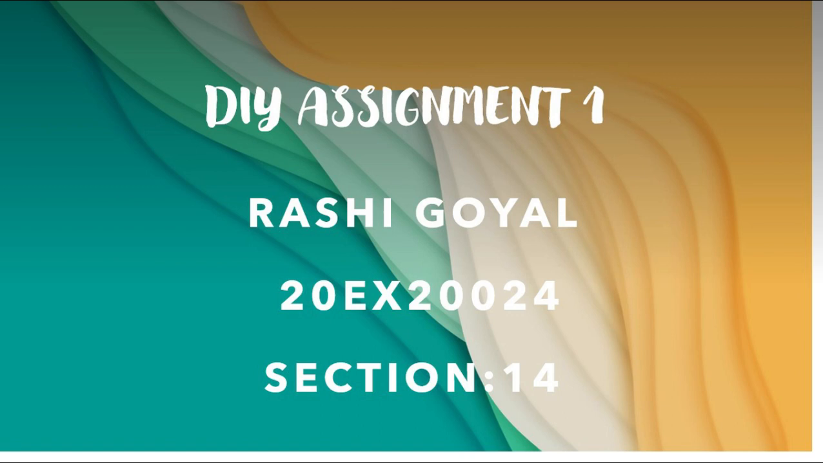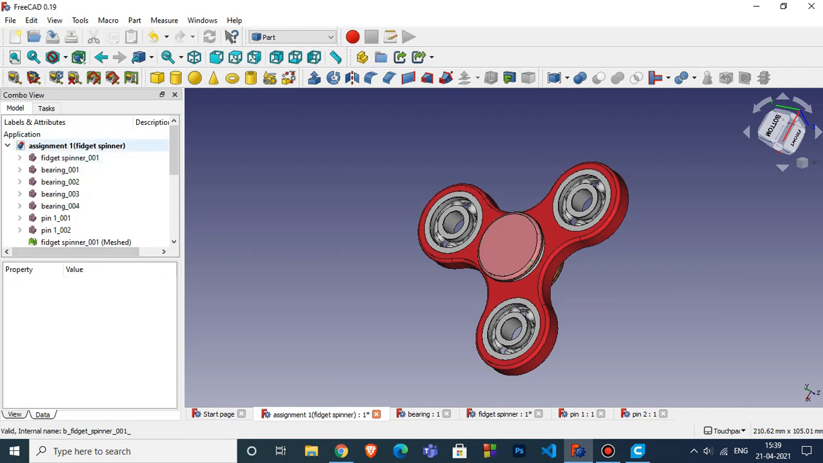So today I have made a fidget spinner using this FreeCAD software. I made its different parts in this software. So let us look at them one by one.